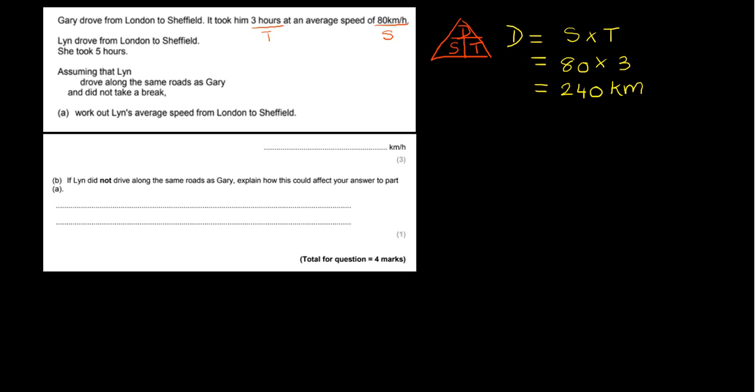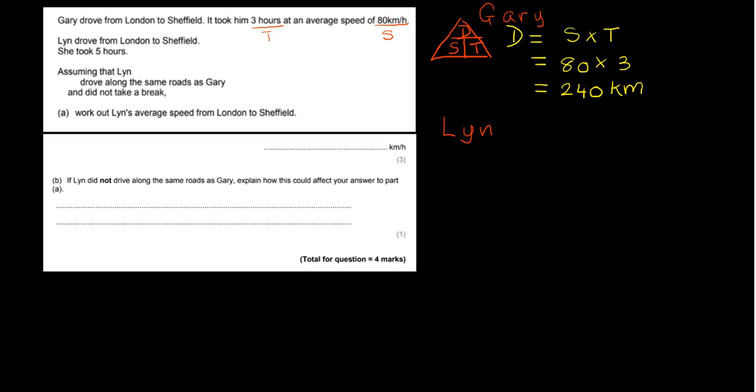So Lynn drove from London to Sheffield as well. She took 5 hours. Assuming that Lynn drove along the same roads as Gary, this assumption means that the distance is the same. Let's write Gary over here. So Gary, then we'll go to Lynn. Okay, and she did not take a break. Work out her average speed.